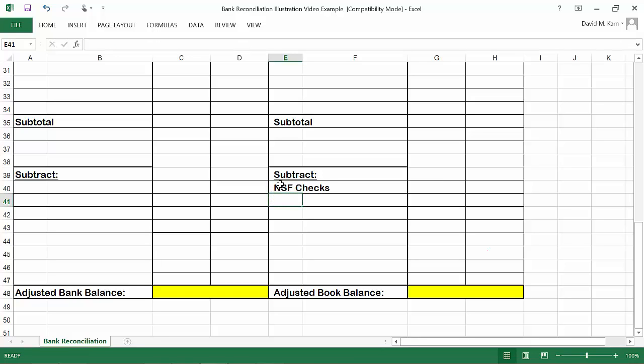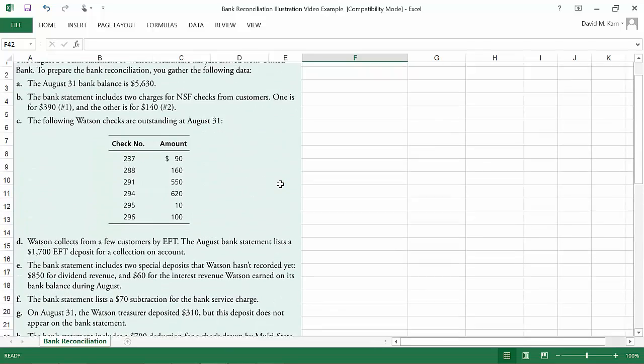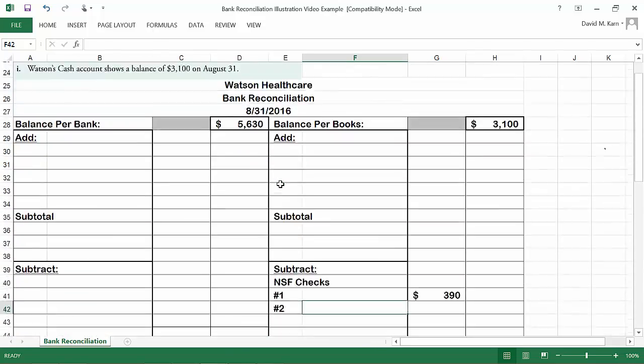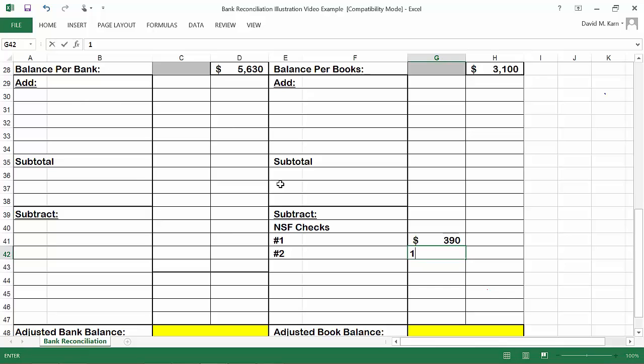And we have number one, which was for $390. And we have number two, and that was for, just to confirm the number again, $140. Again, just so you're aware, these columns have nothing to do with debits or credits. We're just using these as math computational columns here to help us with our calculations.